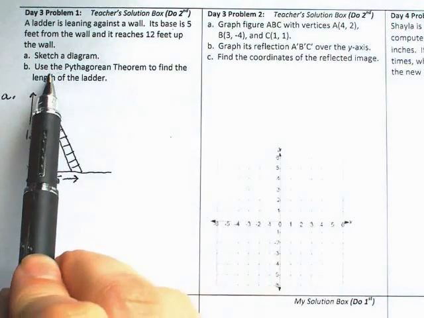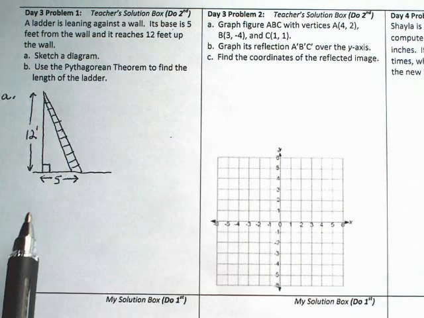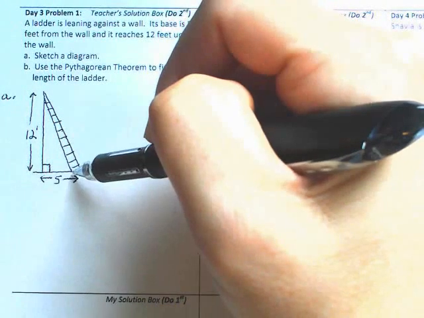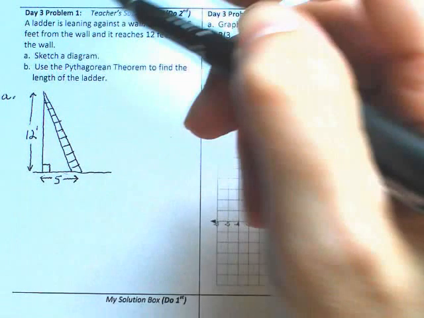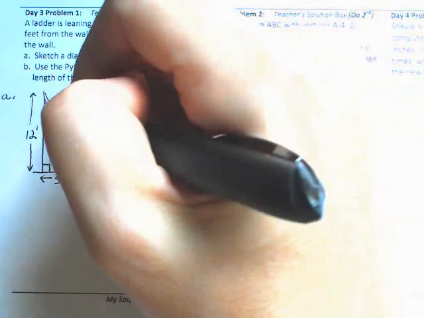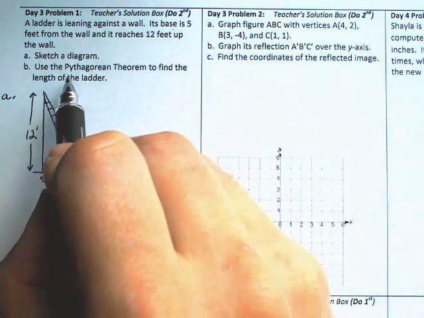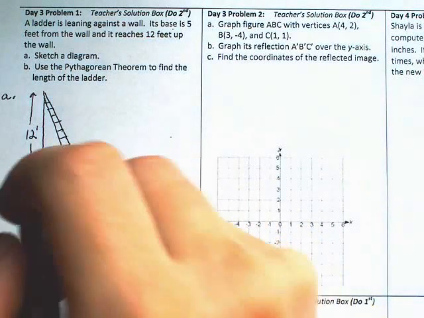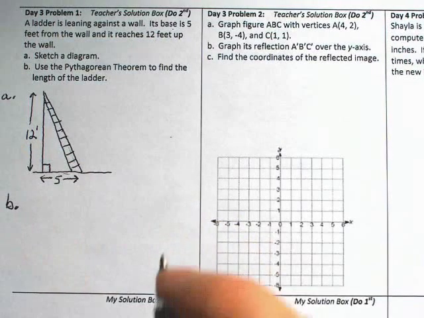Now, part B says, use the Pythagorean theorem to find the length of the ladder. So we know how far it is across the bottom of the triangle, and we know how long this side of the triangle is, but what we do not know is how long the ladder itself is. How long is this side of the triangle? And we're given the suggestion, let's use the Pythagorean theorem to find this. So for part B, we're going to begin with the Pythagorean theorem.